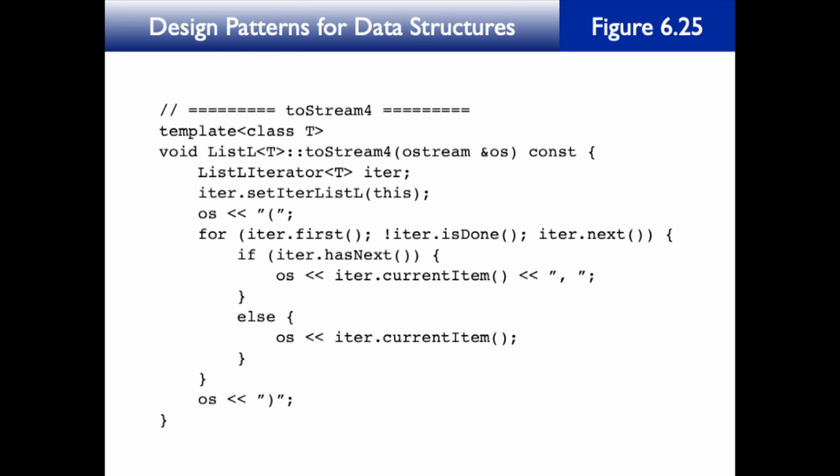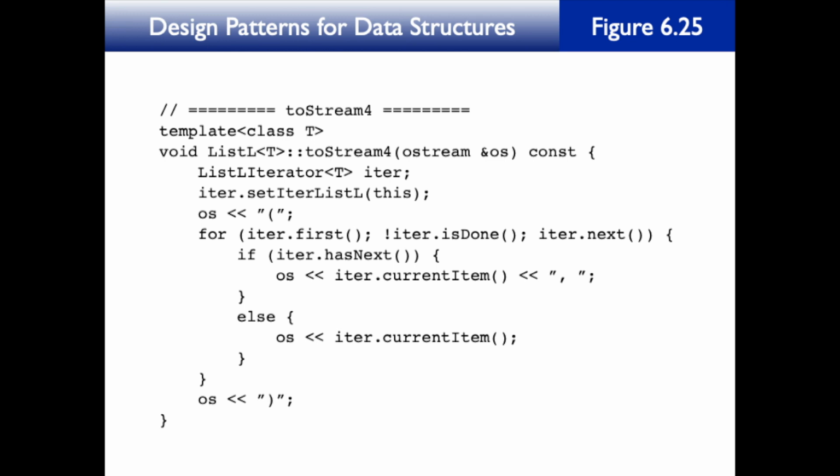And then in the body of the for statement, we say if iter dot has next. So note, we don't have to say if the pointer, no nodes, no nothing. If iter.hasNext, then we stream OS. Now here's how we get the current item. We stream OS iter.currentItem followed by a comma. Else, we stream just iter.currentItem without the comma. And then we stream the closing right paren to OS.